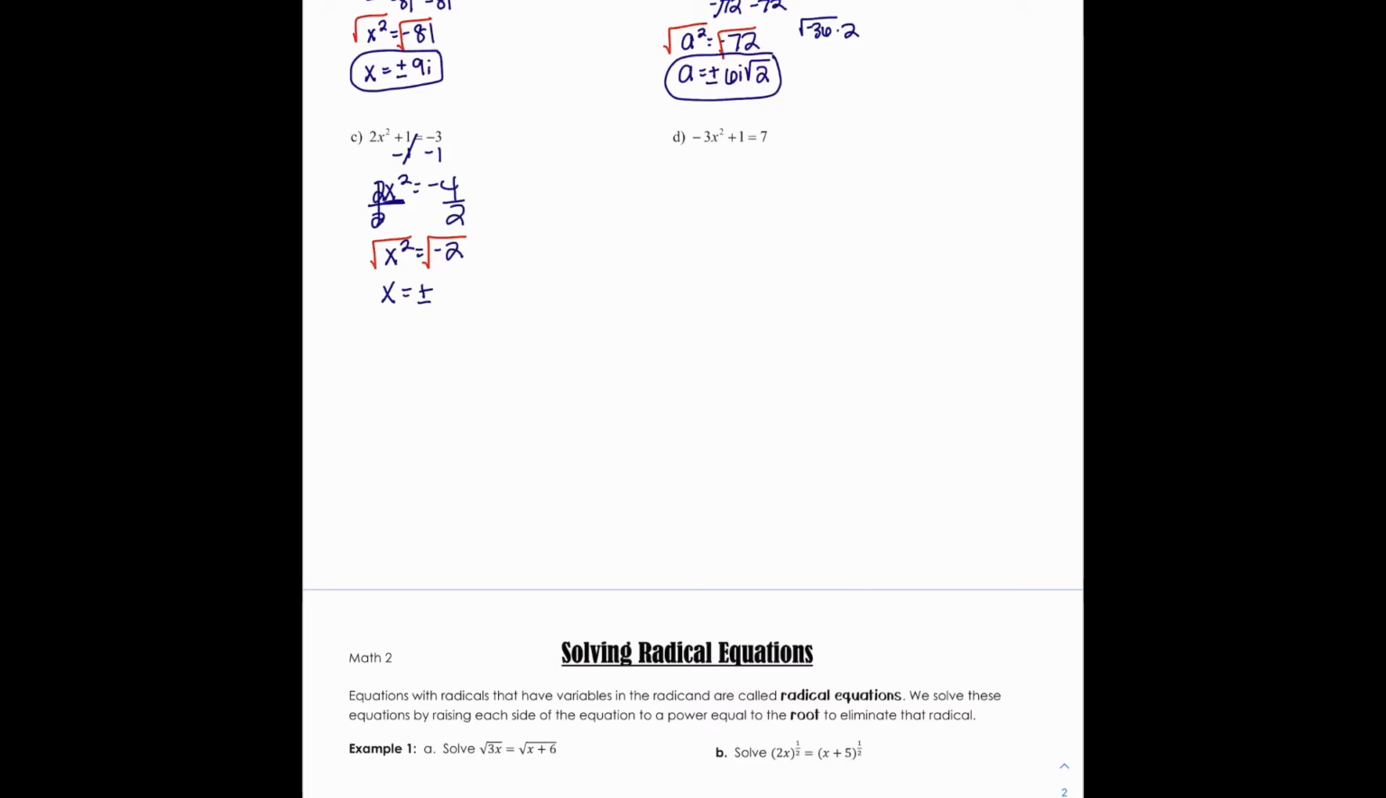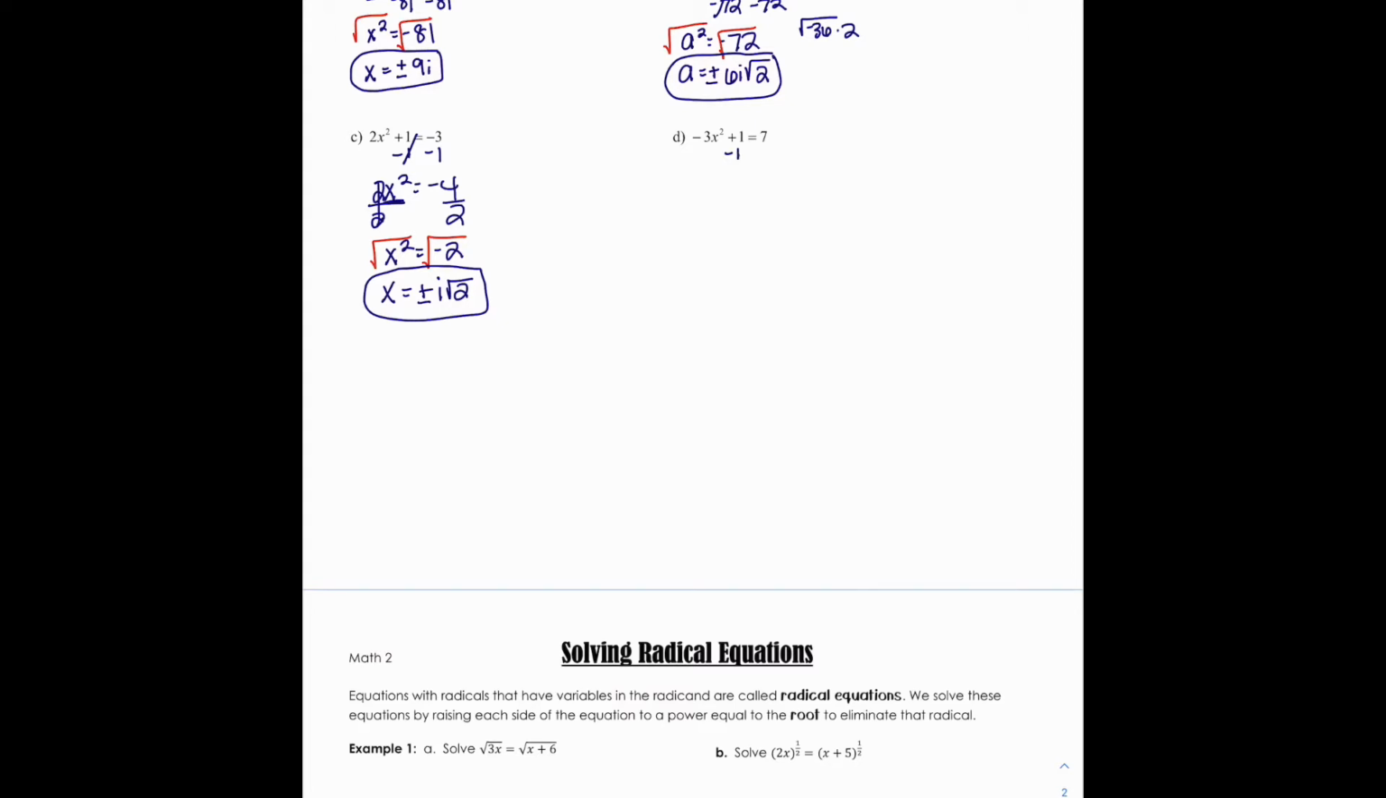Now, 2 is not a perfect square, but you can't leave that negative in the radical. You never, ever leave negatives in radicals. So the negative comes out, and remember, it always turns into an i. A negative inside a radical always turns into an i. So we get plus or minus i square root of 2.